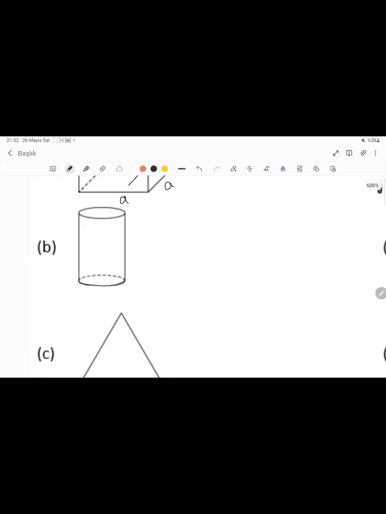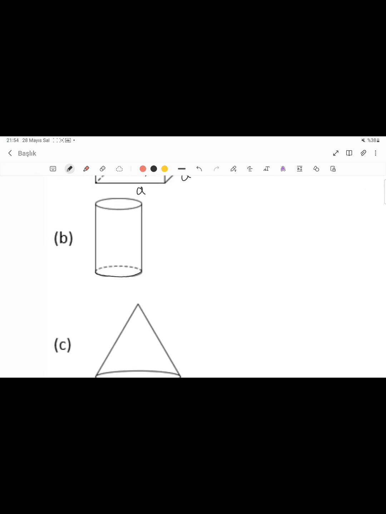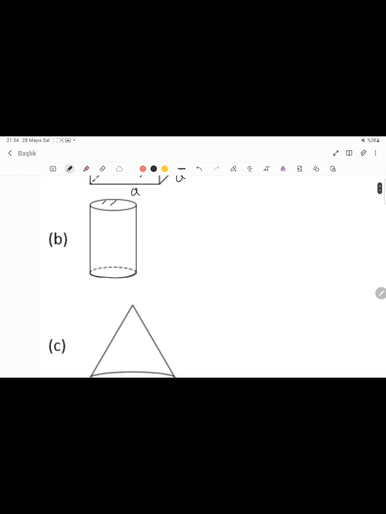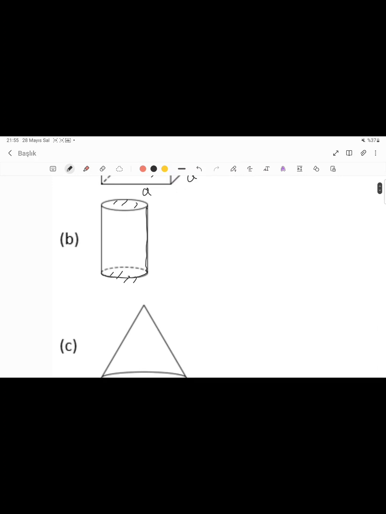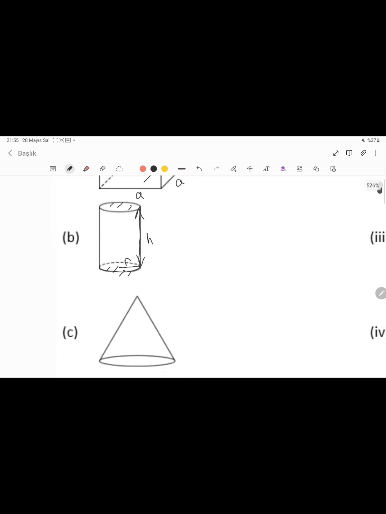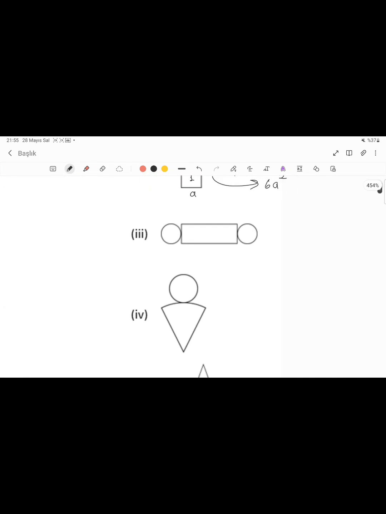Secondly, let's continue with the cylinder. It has 2 circular faces that are congruent, the same shape and size, and parallel, the same distance from each other. This shape, which consists of radius and height as elements, consists of the combination of the circles and the rectangle.